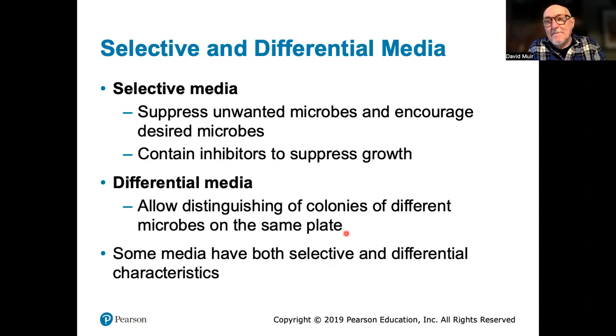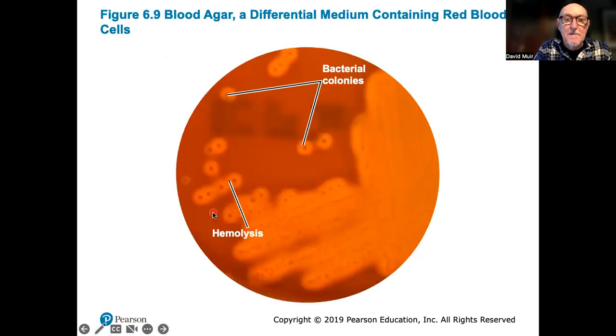Sometimes a selective medium may lack a particular nutrient, which our bacteria of interest don't need, but everything else does. But that's a special circumstance. Most commonly, we include substances which actually suppress growth of things that we don't want. So that's selective media. A differential medium is one which allows different things to grow, but they grow with different properties. They display different properties on growth so that we can distinguish between them. And these are differential. And many of the media that we use are both selective and differential. They can be either, but many of them are both, as we'll see in a minute.